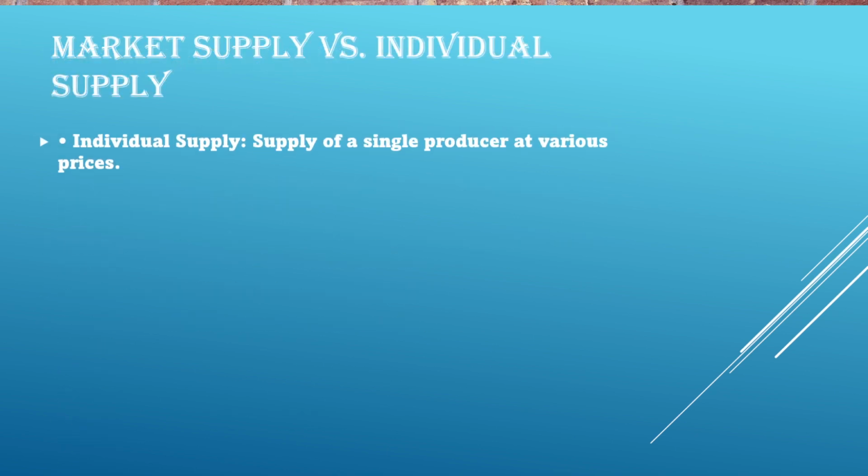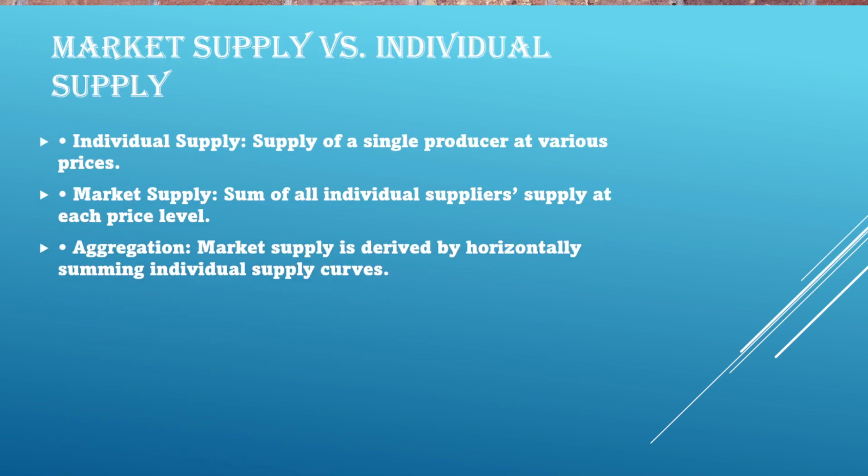We have three different types of supply curves. We have an individual supply, we have a market supply, and we have an aggregation, which we call aggregate supply. The one we're going to focus on is the one in the middle, market supply, the sum of all individual suppliers that supply at each price level.